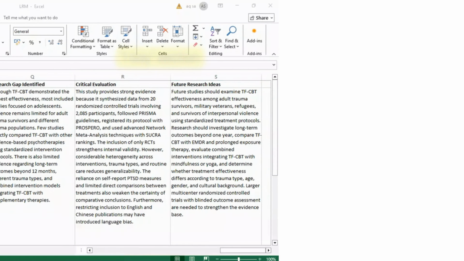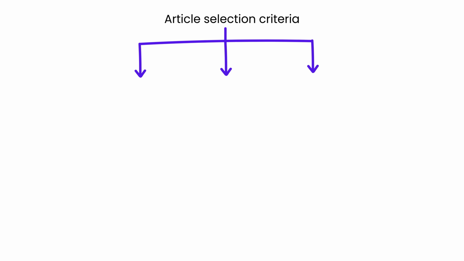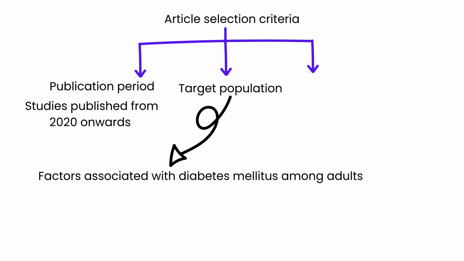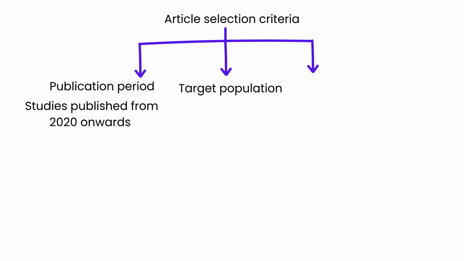Before creating a literature review matrix, clearly define your article selection criteria. First, decide the publication period, such as including only studies published from 2020 onwards to ensure your review is based on recent evidence. Next, define your target population based on your research question. For example, if your study is factors associated with diabetes mellitus among adults, then include studies that focus on adults and exclude those conducted on children or adolescents unless they are directly relevant.